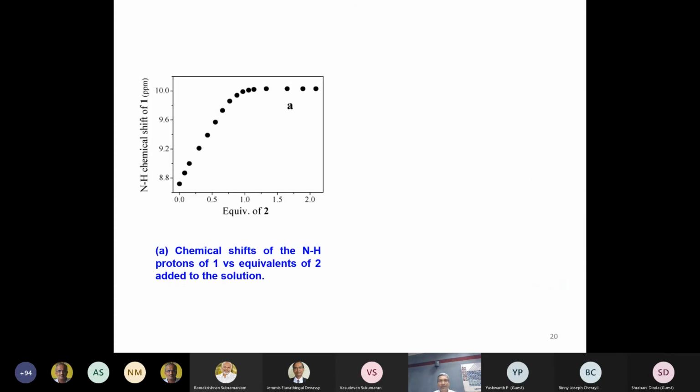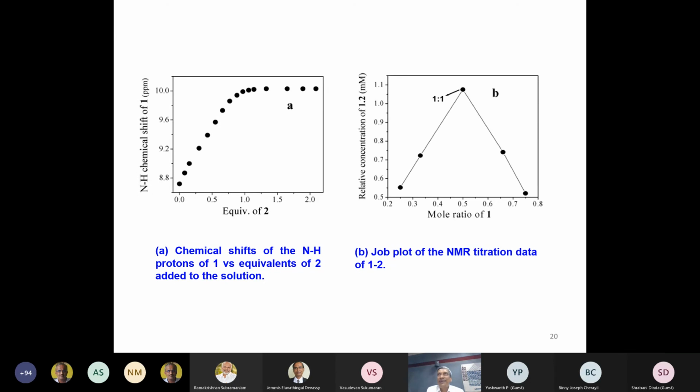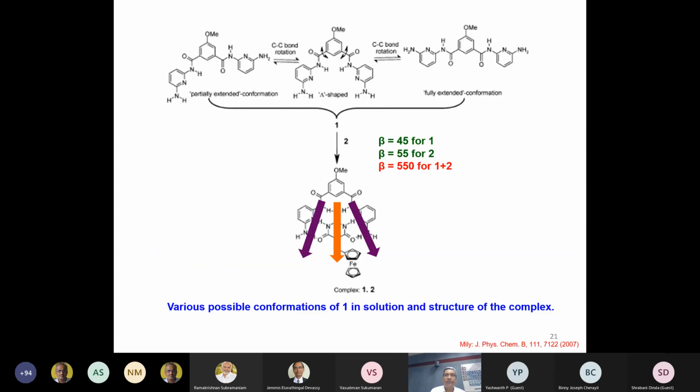And we also did this, in this particular case, it was 1:1, so we did this by NMR titration, because one of those NH proton chemical shifts was changing as you added the other one. And it exactly follows a similar pattern like the second harmonic. And the Job plot is here. And in the Job plot, you can see that you form a perfect 1:1 complex. So this was simple.